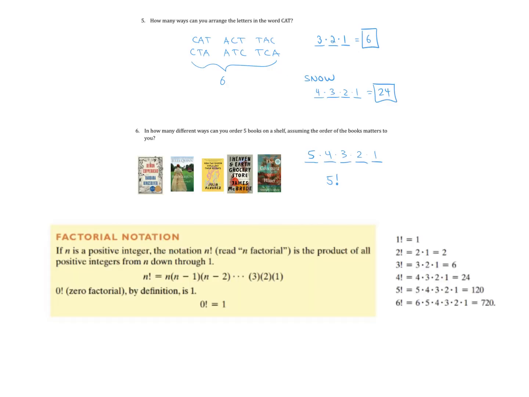So here is the definition of factorial. If n is a positive integer, then the notation n factorial is the product of all positive integers from n down through 1. So here's some examples over here. 1 factorial is just 1, 2 factorial, 2 times 1, and so on. And fun fact, 0 factorial is also 1.